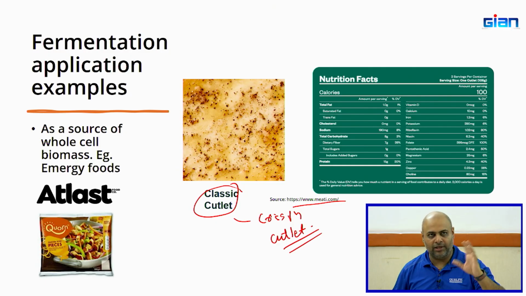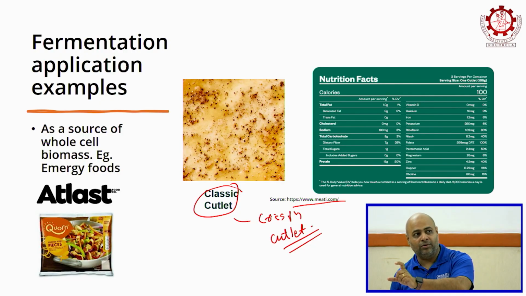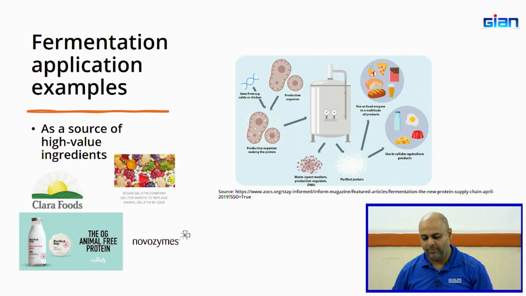That is where the whole cell biomass is basically used. Because we did discuss that in the fermentation process, either the cells are producing only the product, or the cell itself is the whole product for us. They are also acting as a source of high value ingredients. We discussed the dairy proteins, the enzymes, and the gelatin.